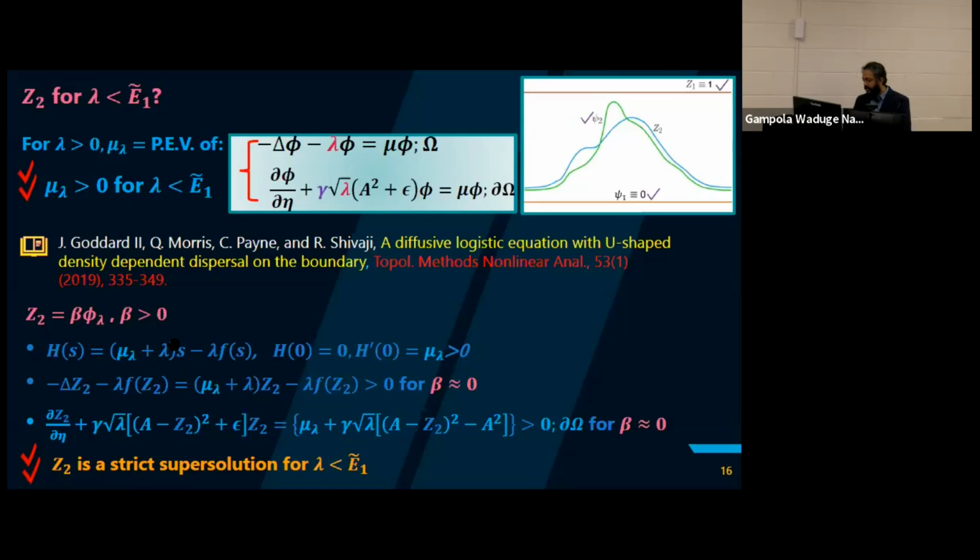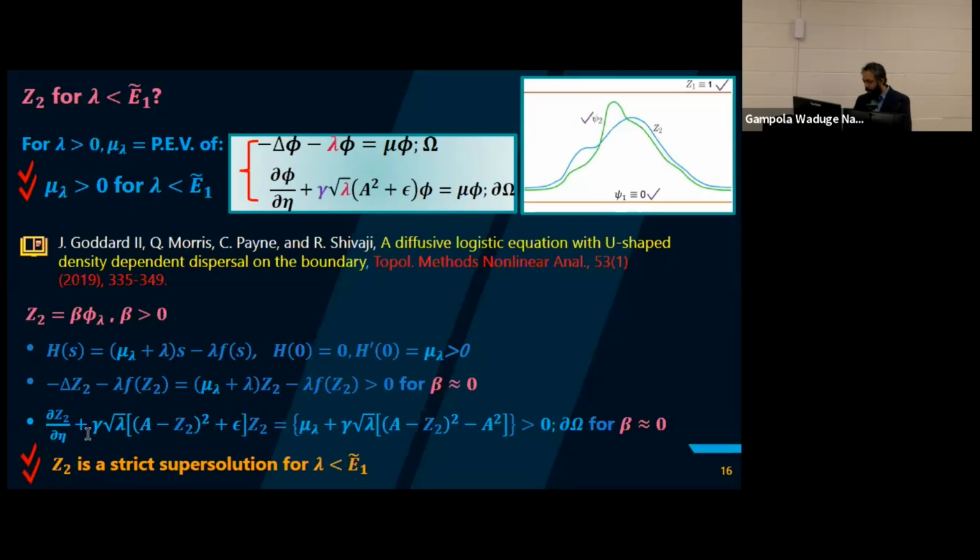If you look at this function back, if your s is small, this quantity is going to be positive because your h of 0 is 0 and h prime of 0 is mu lambda, which is positive. Okay, so the derivative is positive at 0. So this is going to be positive if C2 is small. In fact, your C2 is small if you choose your beta small. Okay, so for beta small, we have this inequality.